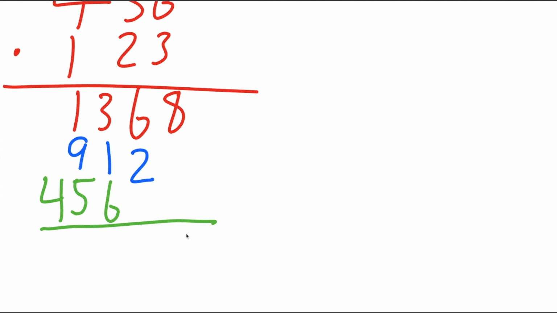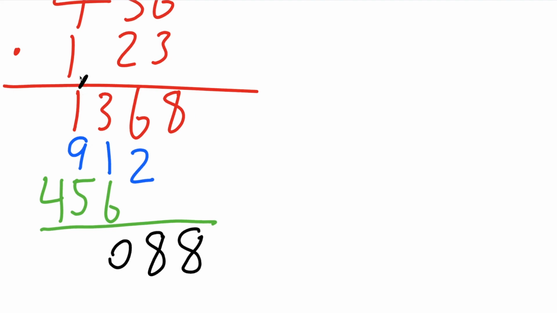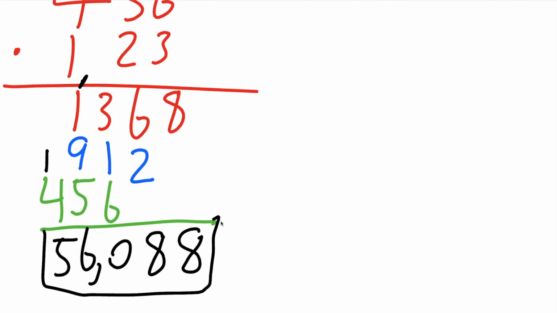So we have a regular 8. We'll put an 8 right here. 6 plus 2 is also 8. 3 plus 1 is 4. 4 plus 6 is 10. So we'll put a 0, and then we will put a 1 on top. 1 plus 1 is 2. 2 plus 9 is 11. 11 plus 5 is 16. So we put a 6 here and we put a 1 on top. 1 plus 4 is 5. And so our final answer, our big answer, is 56,088. And that's all we need to do for these types of problems.